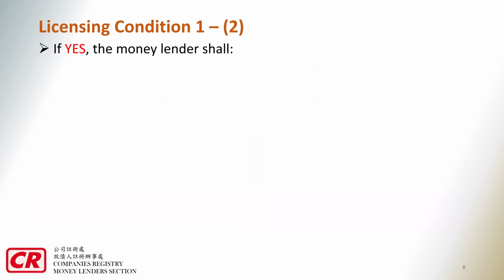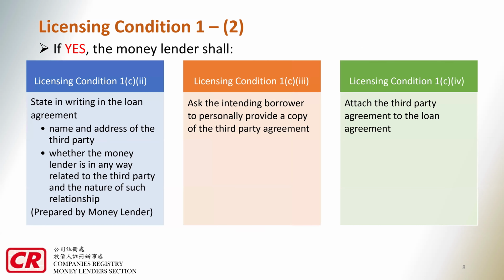If the intending borrower has entered into or signed any agreement with the third party, the moneylender shall state in writing in the loan agreement the name and address of the third party, and whether the moneylender is in any way related to the third party and the nature of such relationship. This document should be prepared by the moneylender, and the moneylender should ask the intending borrower to personally provide a copy of the third-party agreement and attach the third-party agreement to the loan agreement.